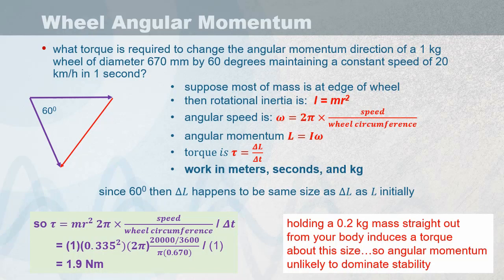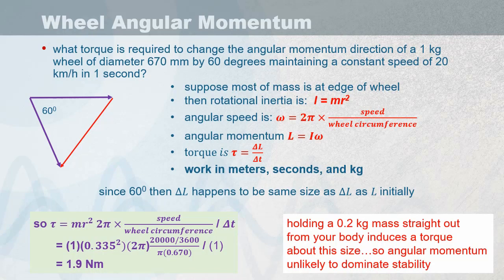And putting that all together, I find that the torque needed to affect this change in the angular momentum of this wheel is a little less than 2 Newton meters. Now, if you think about that, if you held a mass of 0.2 kilograms straight out from your body, and if you assume that you're holding it approximately a meter from the pivot point, then that 0.2 kilogram mass is going to be exerting a torque that's at a similar level as this 1.9 Newton meters.